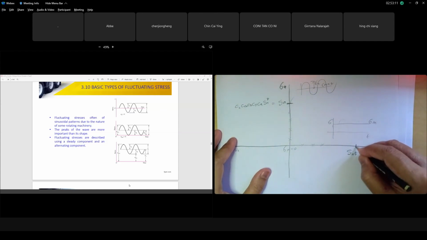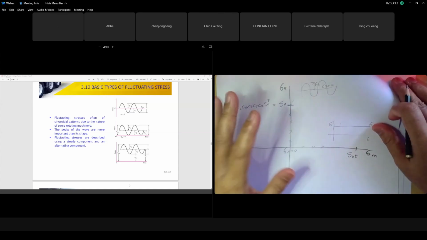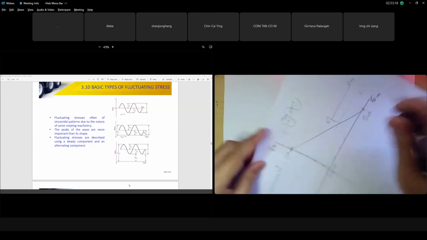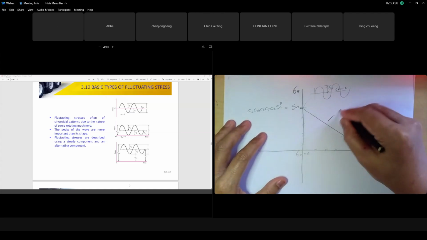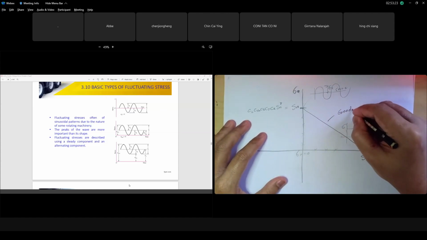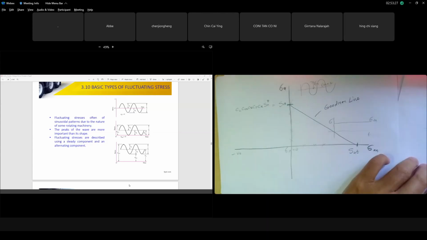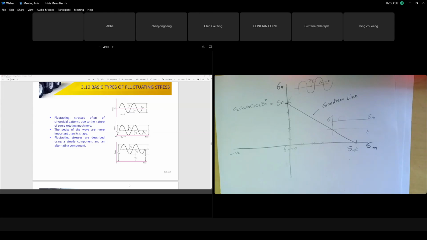So your border of the Goodman line is here, guys. When you plot, this is not log 10. This is a typical graph, so you make a straight line and join. So this is your Goodman line. Class, this is based on the Goodman line. You with me? Hold on, class. Clear or not?